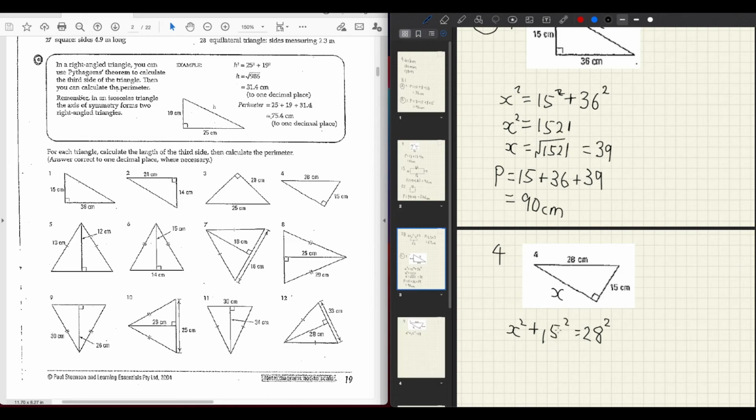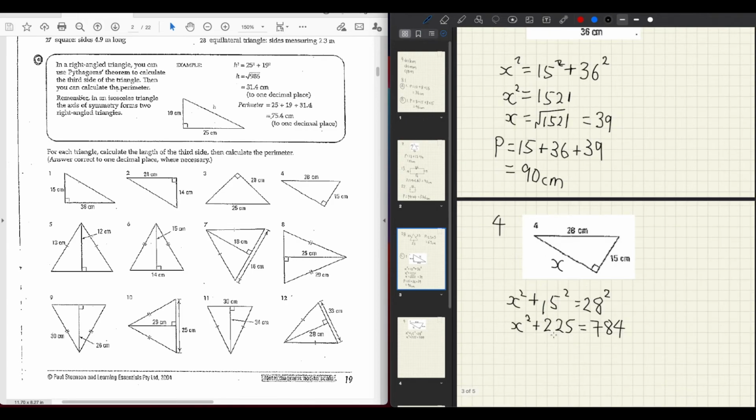What we can do is simplify what 15 squared is. 15 squared is 225. And 28 squared, well, that's another story. I've got to use my calculator for that. 784. There we go. Now we need to bring the numbers to the other side so we can make x squared by itself. So we take away 225 from both sides.